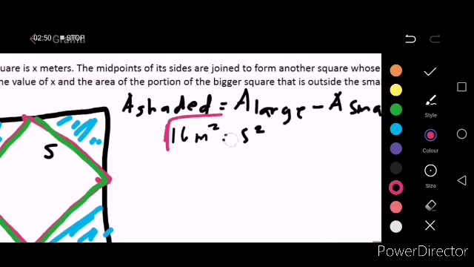Get the square root of both sides. So, magiging 4 meters na lang yan. Equals s. So, meron na akong sukat ngayon ng s. Okay? At ano yung sukat ng s natin? Yes, correct. It's 4 meters. Tama? Sandali. Ayoko na mag-erase eh.